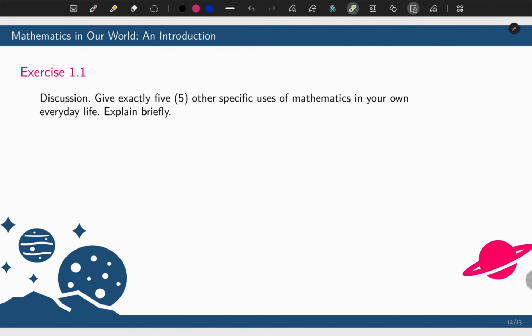For your exercise, give exactly 5 other specific uses of mathematics in your own everyday life. Explain briefly.